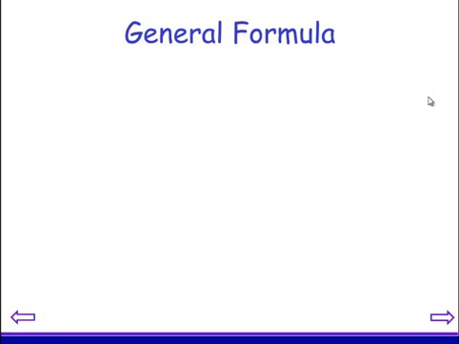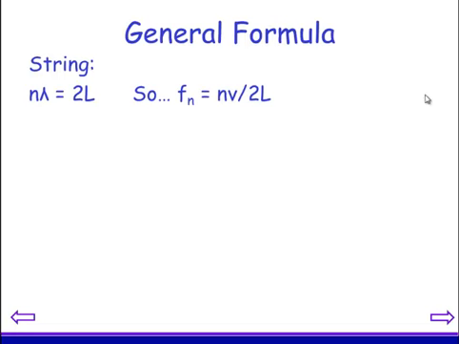So let's just recap on the general formula. For a fixed string closed at both ends, we recognize that the harmonic multiplied by the wavelength equals twice the length. And this can be rearranged to work out what the wavelength is or what the length of the string is. Moving this forward, that means the frequency is going to be equal to the harmonic multiplied by the speed of the wave divided by twice the length.